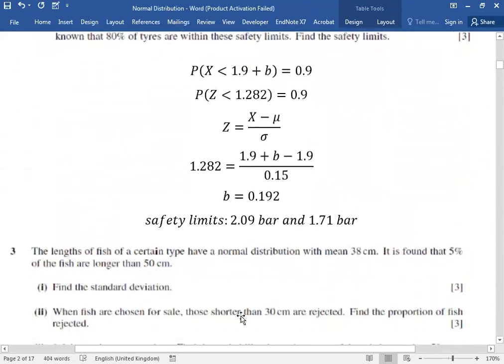Now give this one a try. The lengths of fish of a certain type.